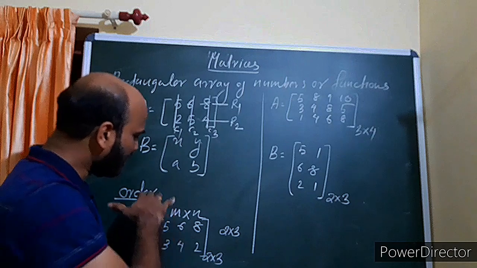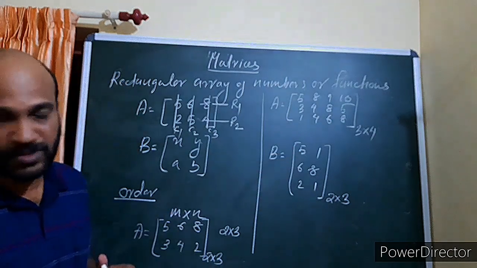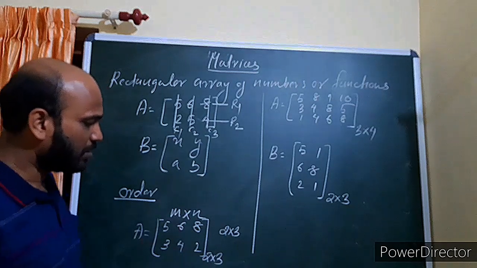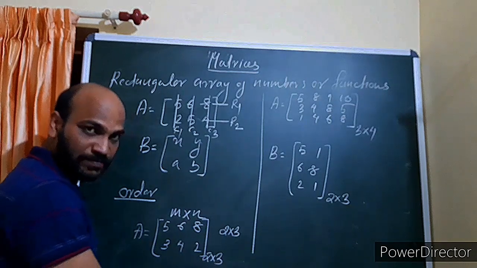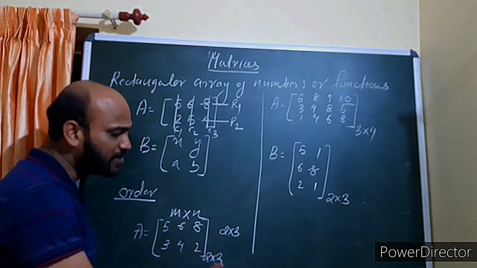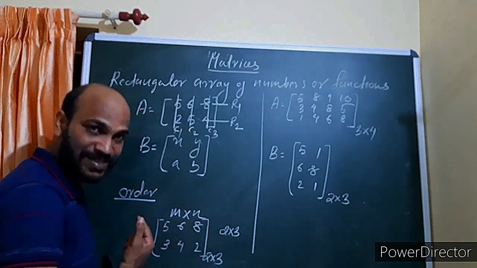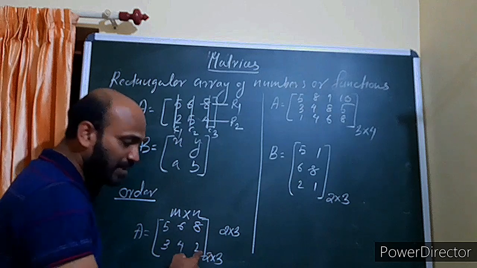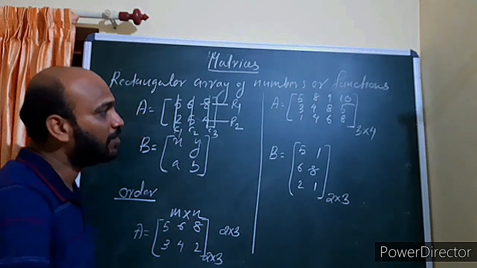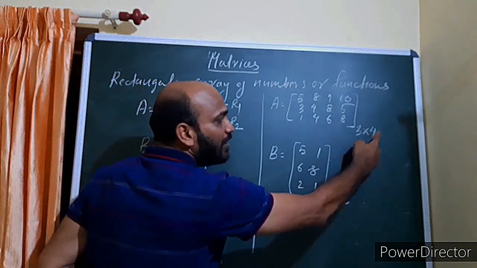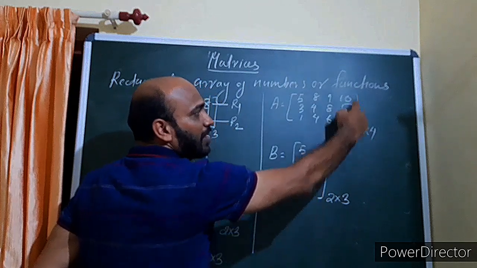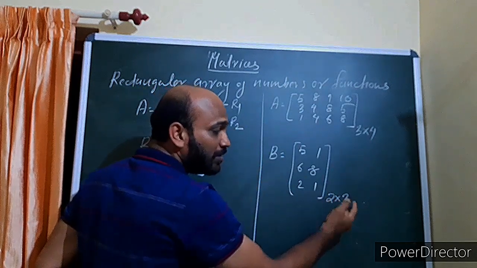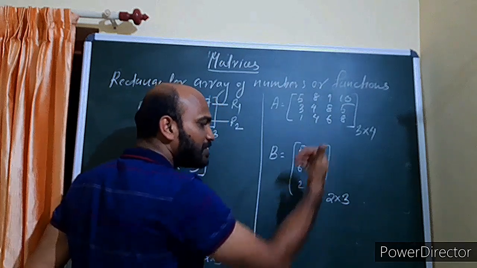And within this section you can expect some questions. So consider this first matrix. Order is 2 by 3. Let's check the number of elements in the matrix. There are 6 elements, that is 2 into 3. Order is 3 into 4. Number of elements, there are 12 elements. Order is 2 into 3, that is 6. Number of elements are 6.